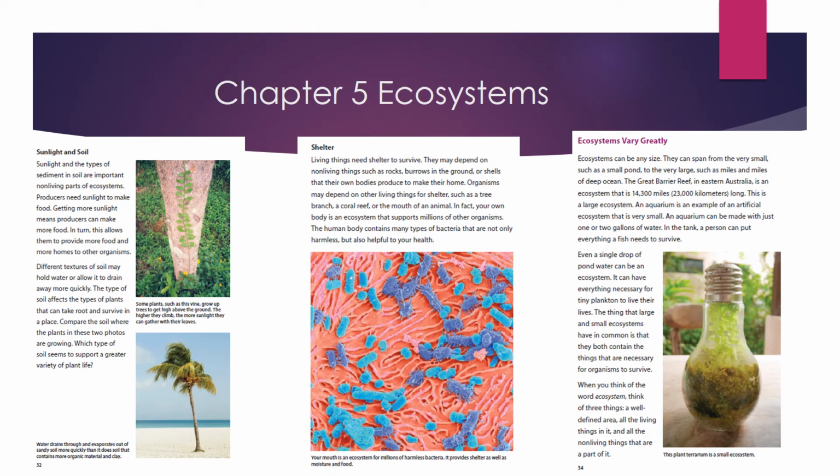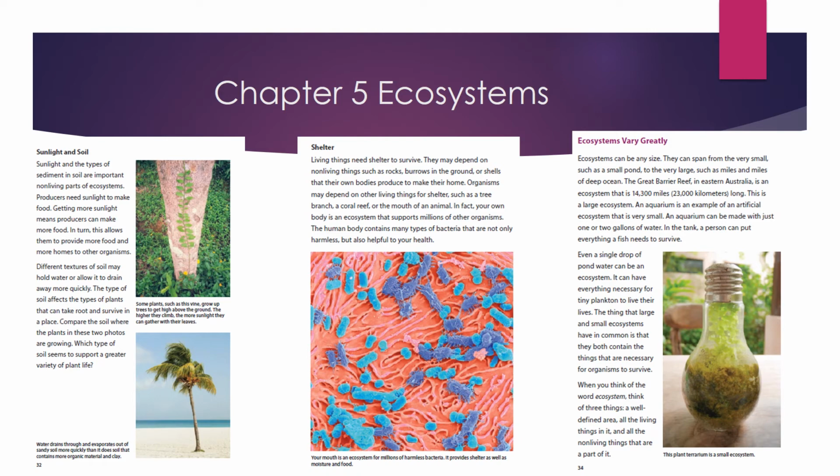Ecosystems vary greatly. Ecosystems can be any size. They can span from the very small, such as a small pond, to the very large, such as miles and miles of deep ocean. The Great Barrier Reef in eastern Australia is an ecosystem that is about 14,300 miles long. This is a large ecosystem.